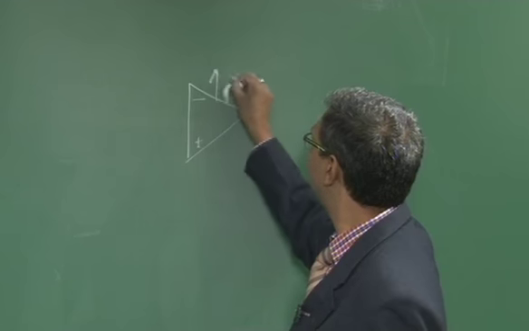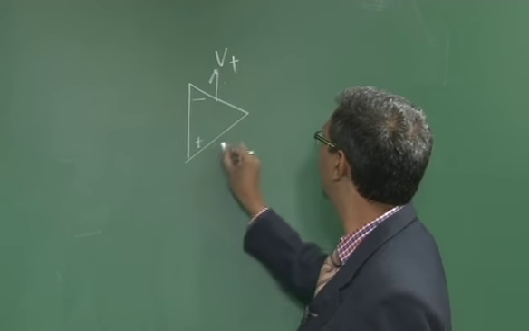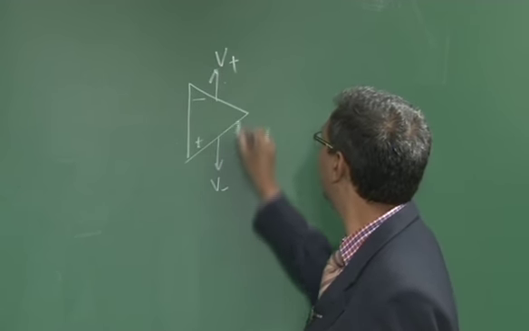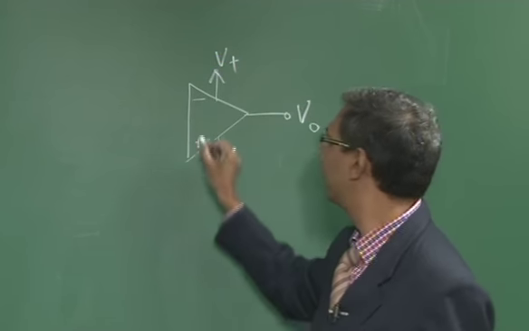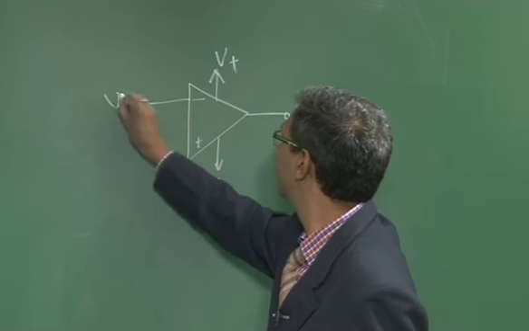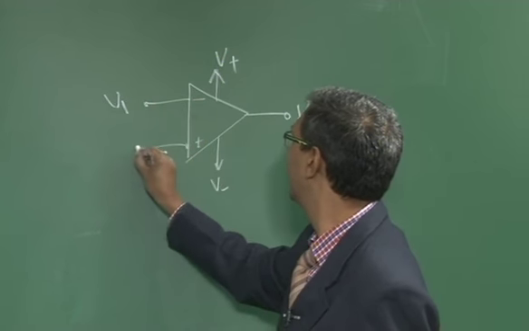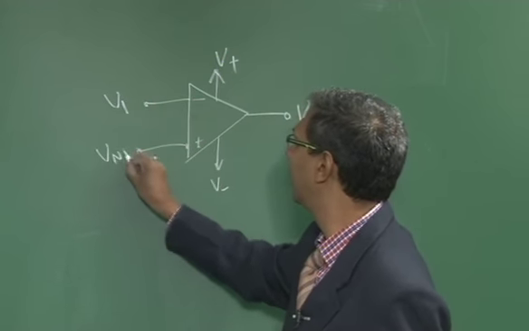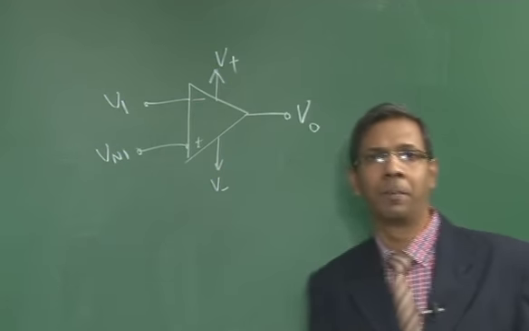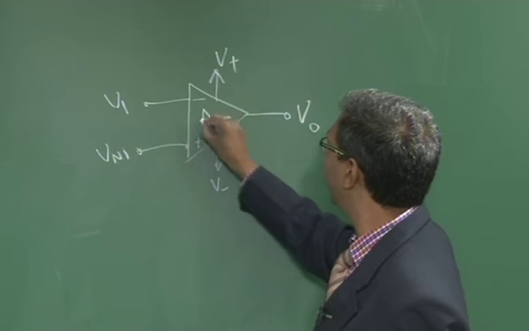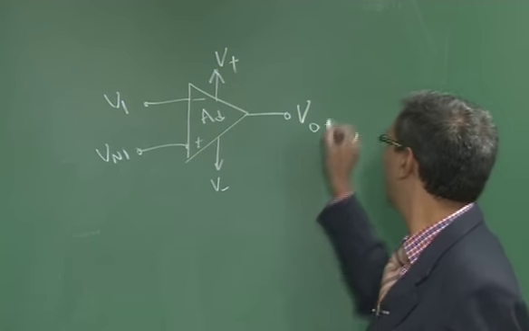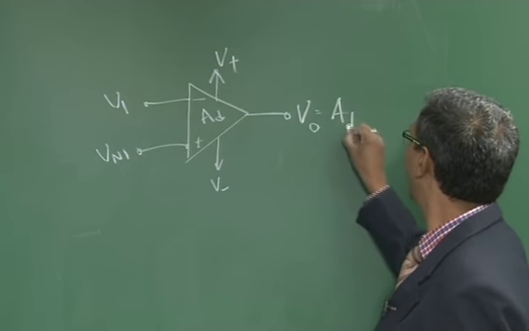It will have the power supplies connected, which is V plus and V minus. Okay, it has an output voltage called V naught. And the two inputs, first one is Vi, input at the inverting, the second one is Vni, which is the input at non-inverting. Now suppose at any point of time, let us say if AD is the open loop gain, what is V naught given by? It is given by AD times Vd.